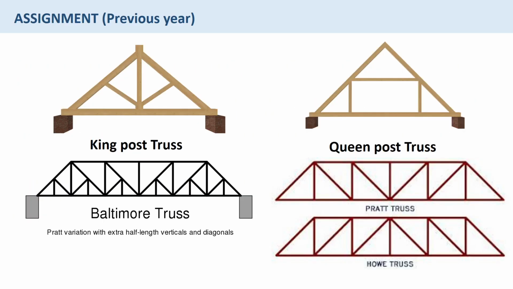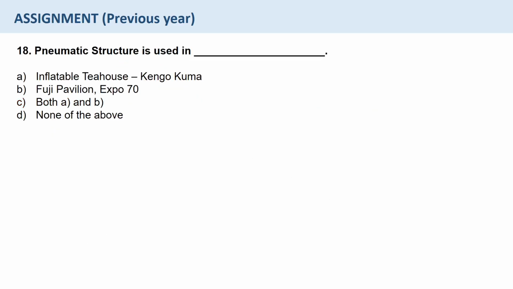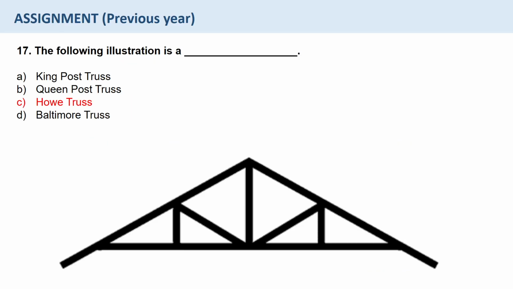So this is how king post truss looks like. One vertical joint from the center, and then two diagonals, and this is how a queen post looks like. Two vertical joints in the middle of the angle rafters. This is how Pratt truss looks like, and Harvey truss is opposite of Pratt truss, and Baltimore truss is a subclass of Pratt truss with having more bracing in the lower half of the truss. So our answer is Harvey truss. This is an example of Harvey truss.